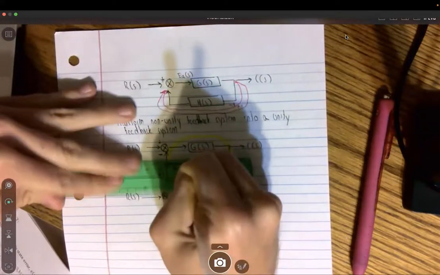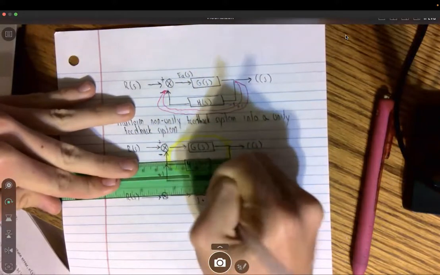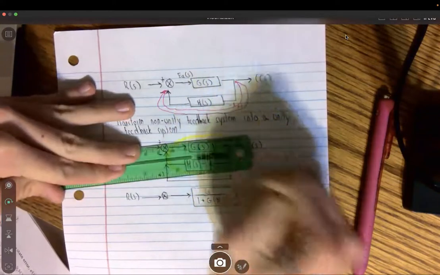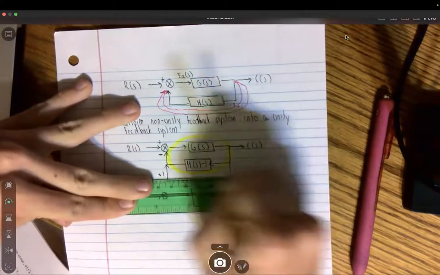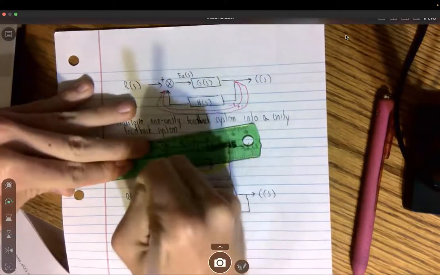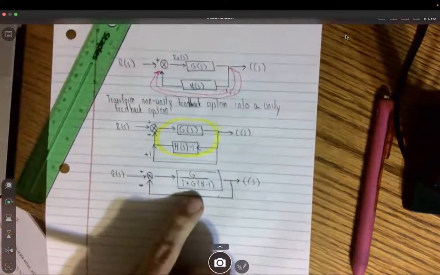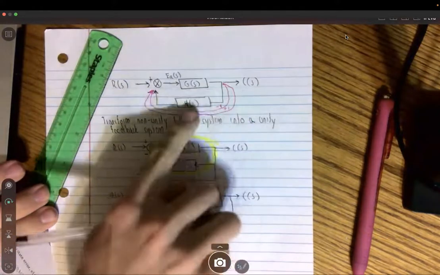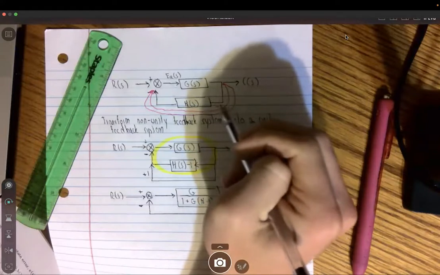Then you're going to get your G over 1 plus G times H -1. Okay, and then this will be your output C of S here. And then you're going to have that unity feedback 1. Okay, and so that is how you would develop a unity feedback system from something not with unity feedback. You do -1 and +1. Remember, in parallel, they add together. So this is really just a 0. It's not really doing anything.